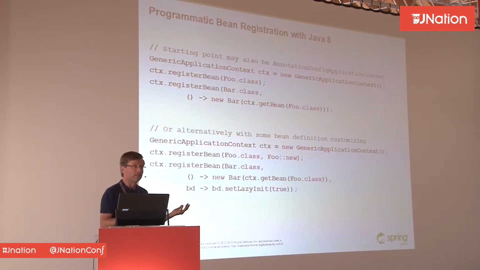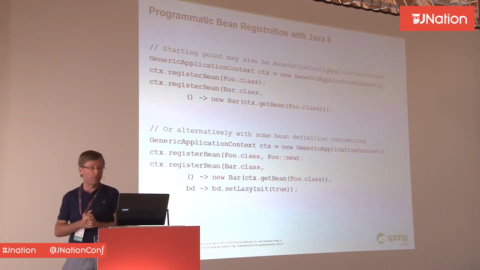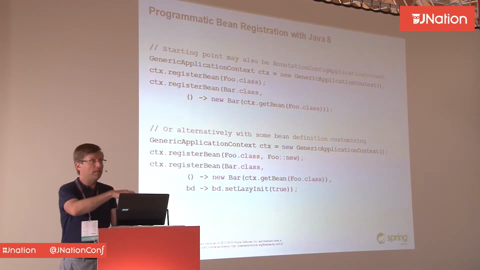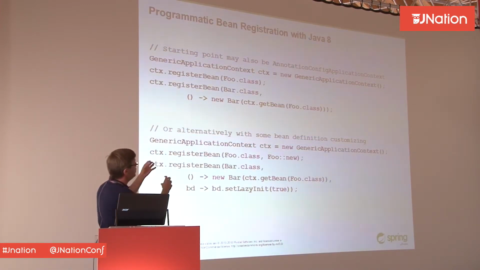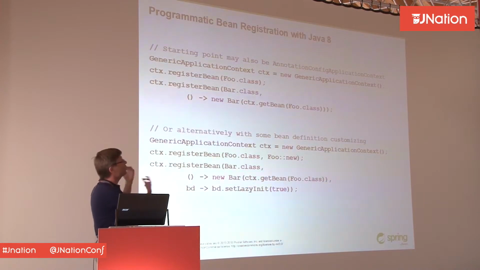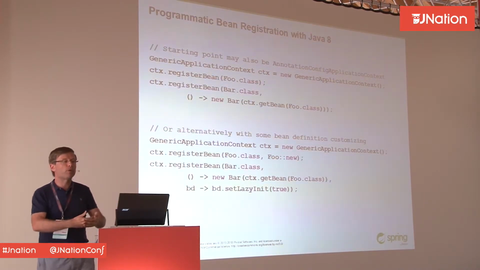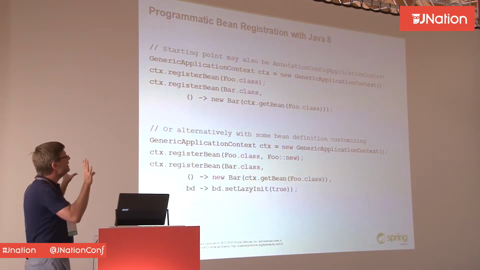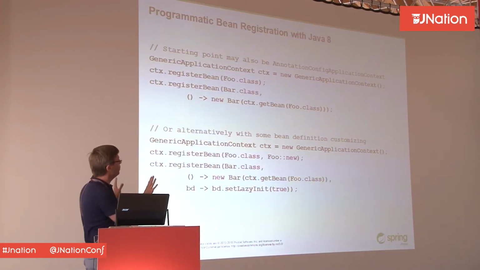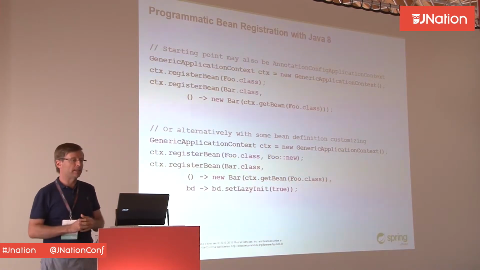In practice, there are many shades of gray in between, right? As indicated here, you can choose to start with the annotation configuration setup. You can programmatically register beans, but use add transactional on them. You can programmatically register beans and use other annotation-based features on them. There's lots of mixing and matching. But from a framework design perspective, we try to be very clean in the sense of allowing for a pure programmatic functional style setup as well.